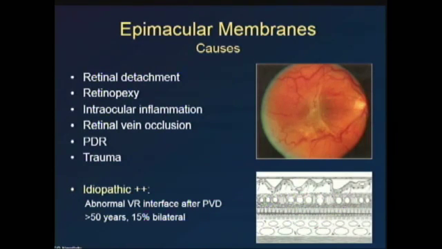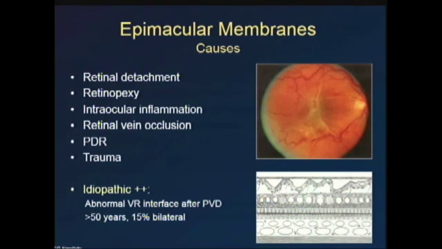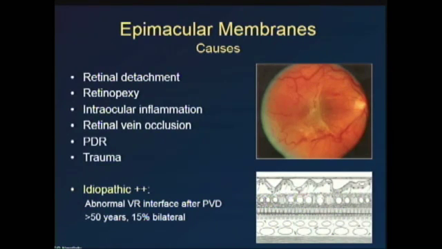It can happen after retinopexy, either with laser or cryo, basically the same mechanism. It can happen if you have inflammation in the eye. Retinal vein occlusions and diabetic macular edema also cause this. Trauma as well, especially if you have hemorrhage settling on the surface of the retina or in the vitreous, that can lead to wound healing response and proliferation. But we're going to talk a little bit more about those idiopathic epimacular membranes that result from an abnormal PVD.